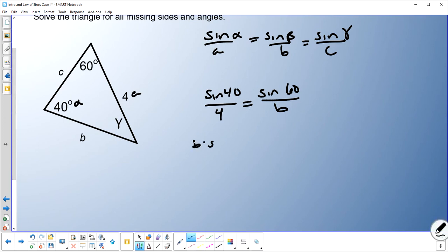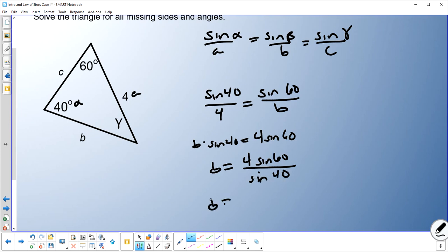So we're going to have B times the sine of 40 equals 4 times the sine of 60, and then we could divide by the sine of 40, so we'd have 4 sine of 60 over sine of 40, and that tells us that B will be equal to 5.4. So we have 5.4 here. That should be a 5.